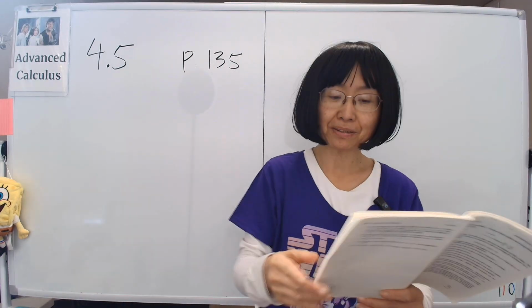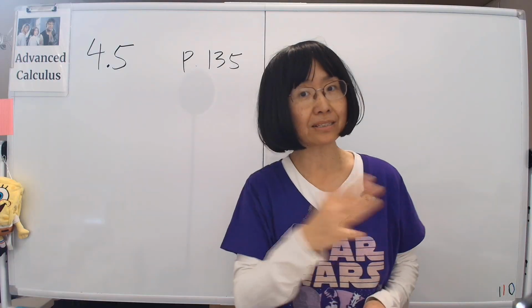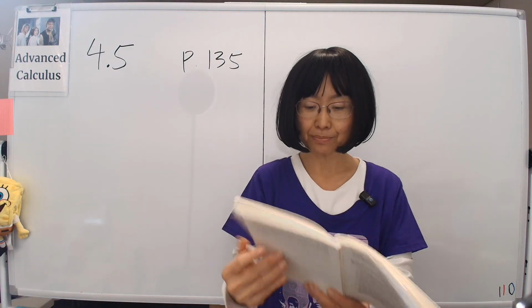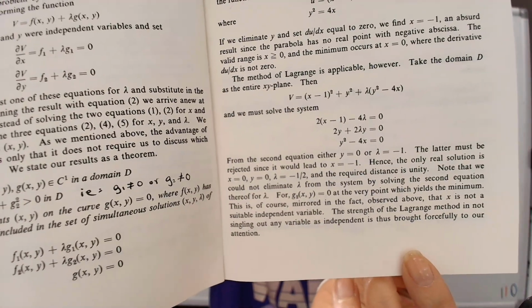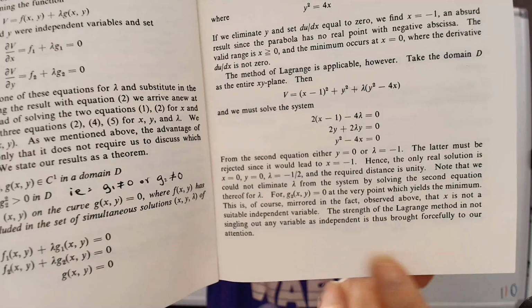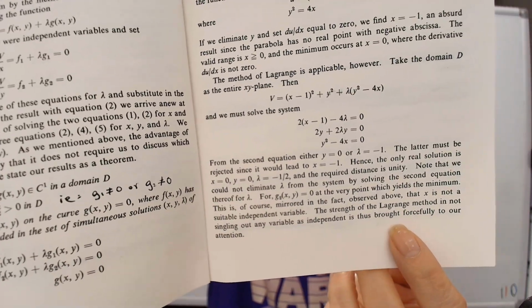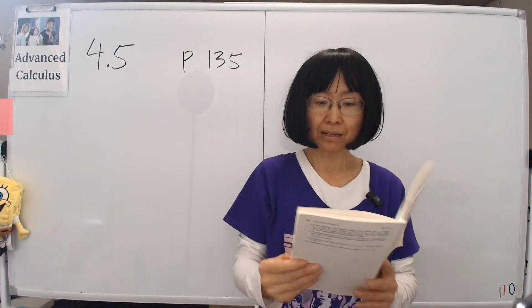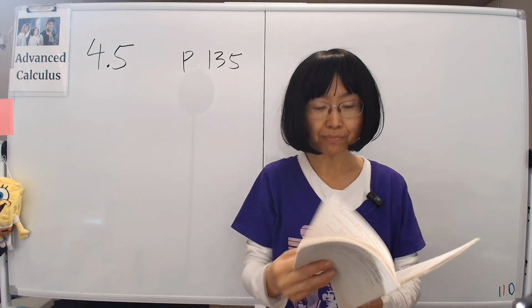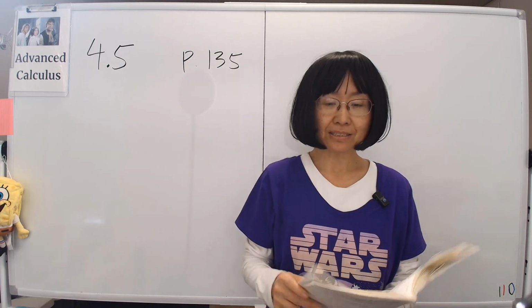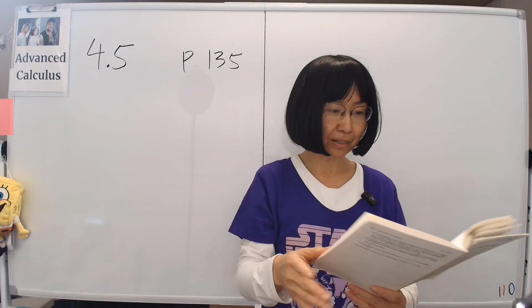But we don't have to worry about that with Lagrange multipliers because it takes care of both things at the same time, essentially. That's why the last sentence of this page says that the strength of the Lagrange method is in not singling out any variable as independent. That is where the benefit is. It doesn't always have a benefit, but sometimes it is useful. It really depends on the situation, what you're maximizing and how the formula works.